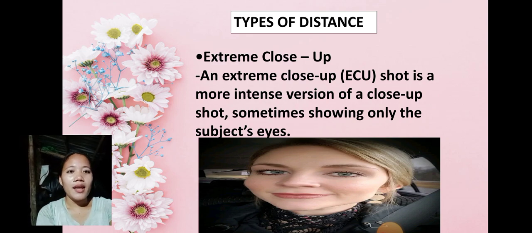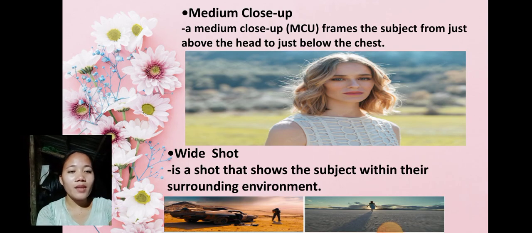Types of distance. Extreme close-up. An extreme close-up or ECU shot is a more intense version of a close-up shot, sometimes showing only the subject's eyes. Medium close-up. A medium close-up or MCU frames the subject from just above the head to just below the chest. Wide shot is a shot that shows the subject within their surrounding environment.